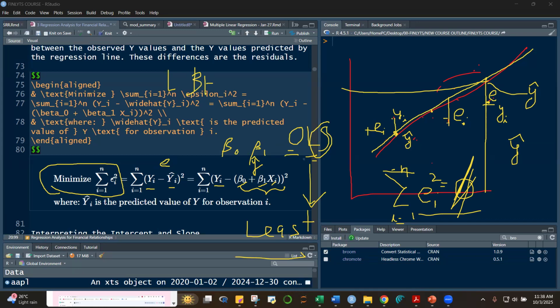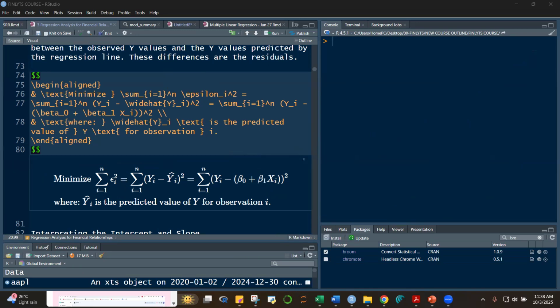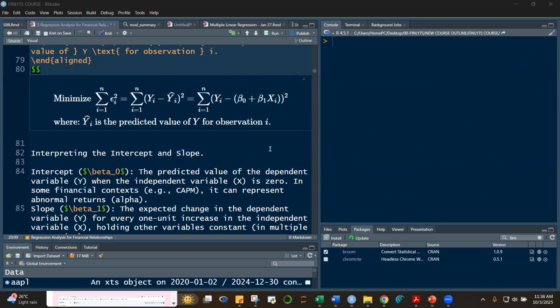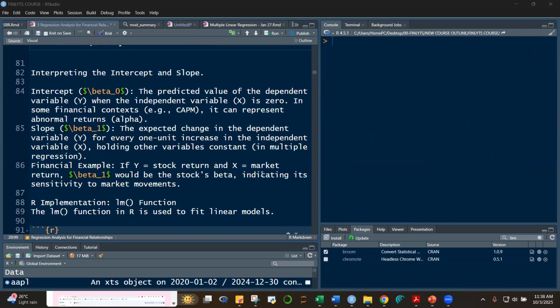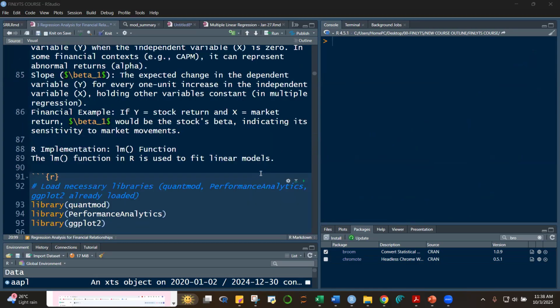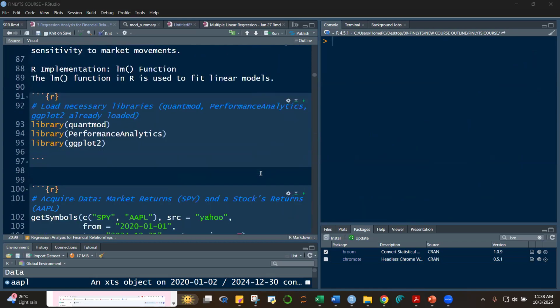I'm just discussing again those which I think are very important. So I hope this discussion clarifies, class, the concept behind ordinary least squares.